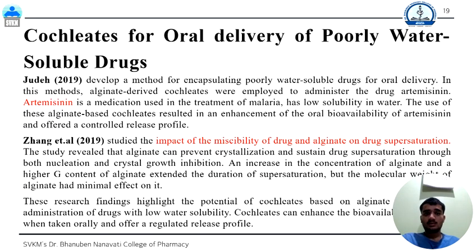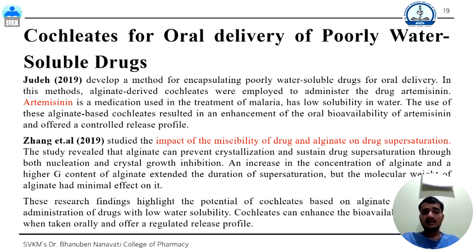For administering the poorly water-soluble drug such as artemisinin, which is a medication used for treatment of malaria, cochleate was used for oral drug delivery. They were employed with alginate to form alginate-derived cochleate. The use of alginate-based cochleate results in enhancement of oral bioavailability of artemisinin and offers a controlled release profile.